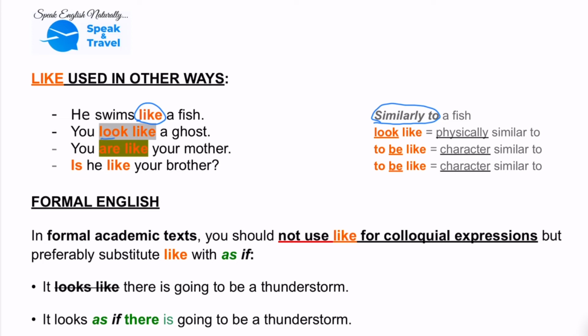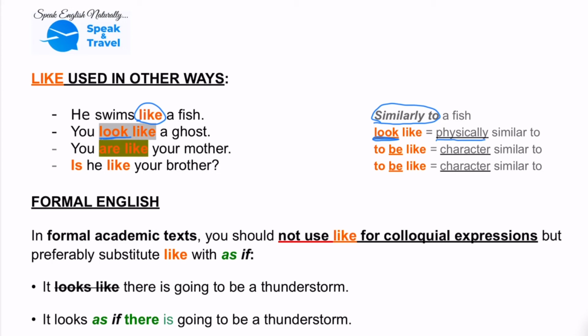Instead, you look like a ghost means that you physically have something similar to a ghost. You are physically similar to a ghost. And it's very easy to remember because the word look is the looks you have, or when I look at you, I imagine you are a ghost. So look like is always a physical thing.